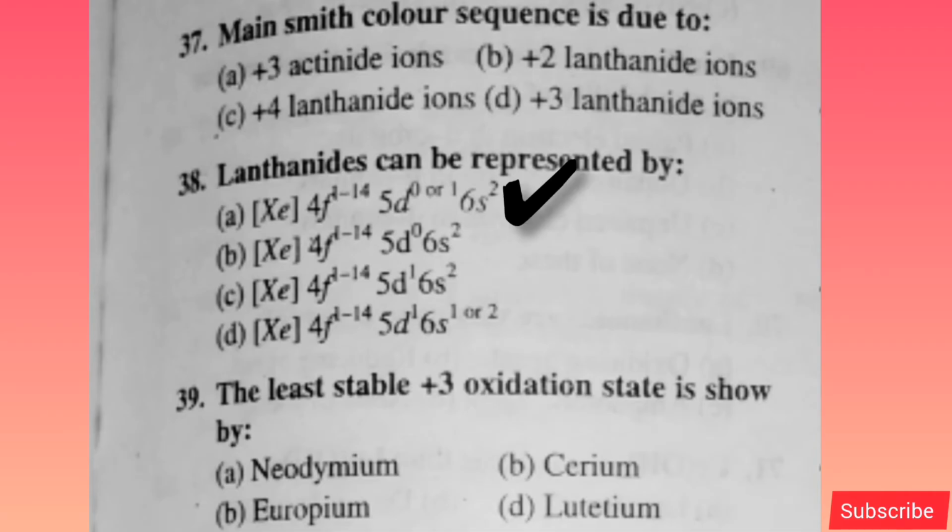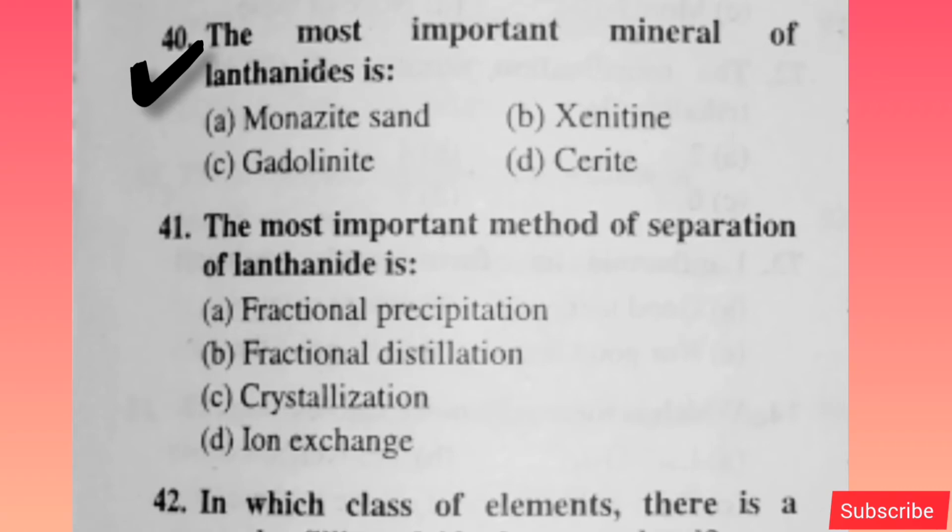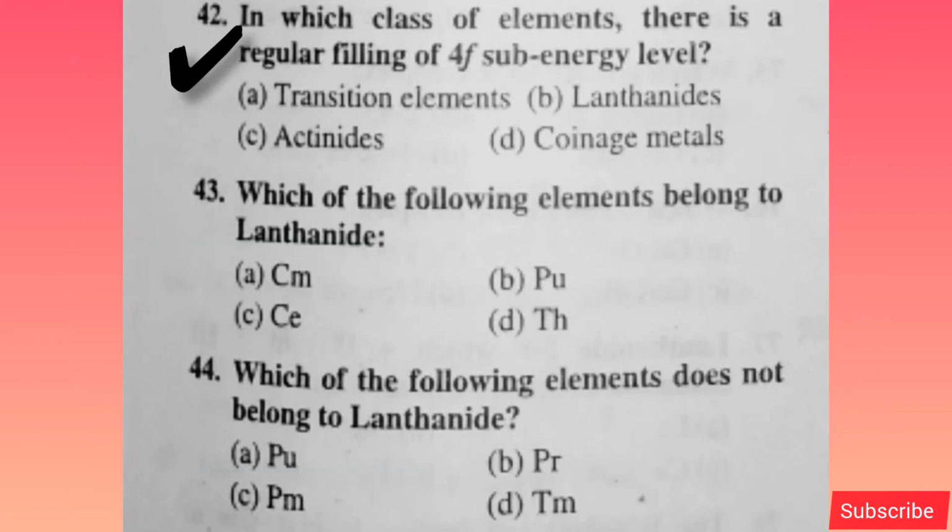Option A is correct. The least stable +3 oxidation state is shown by. Option B is correct. The most important mineral of lanthanide is. Option A is correct. The most important method of separation of lanthanide is. Option D is correct. In which class of elements is there a regular filling of the 4f sub-energy level?